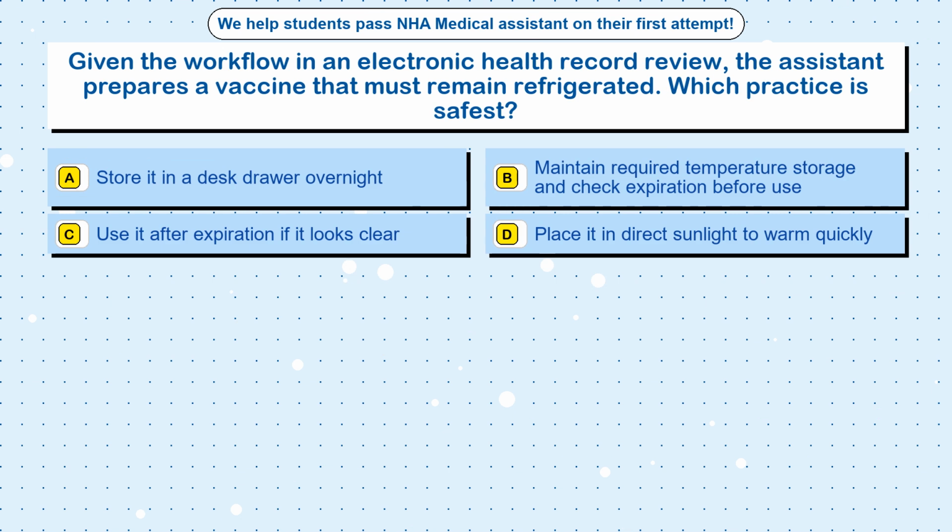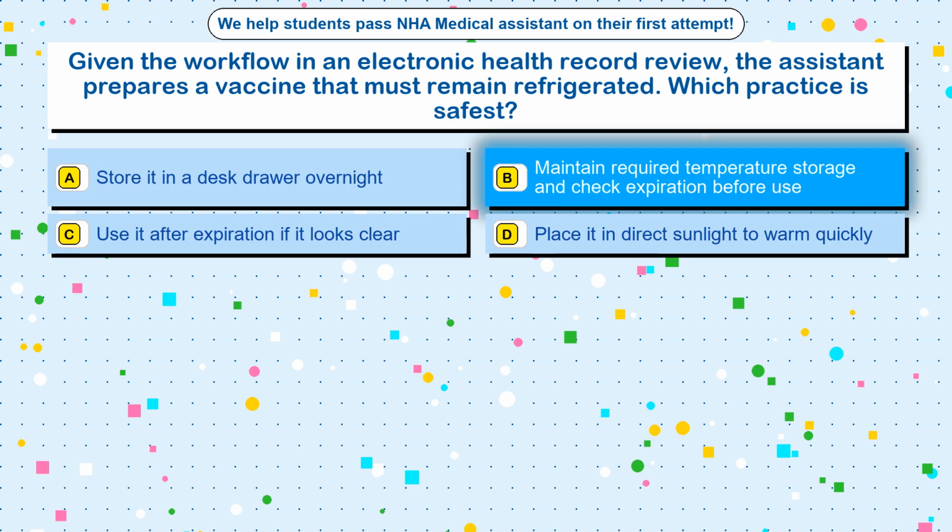Question 39. Given the workflow in an electronic health record review, the assistant prepares a vaccine that must remain refrigerated. Which practice is safest? Option A. Store it in a desk drawer overnight. Option B. Maintain required temperature storage and check expiration before use. Option C. Use it after expiration if it looks clear. Option D. Place it in direct sunlight to warm quickly. The correct answer is option B.